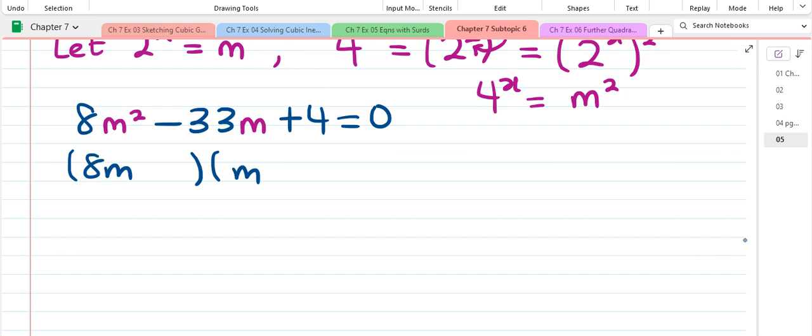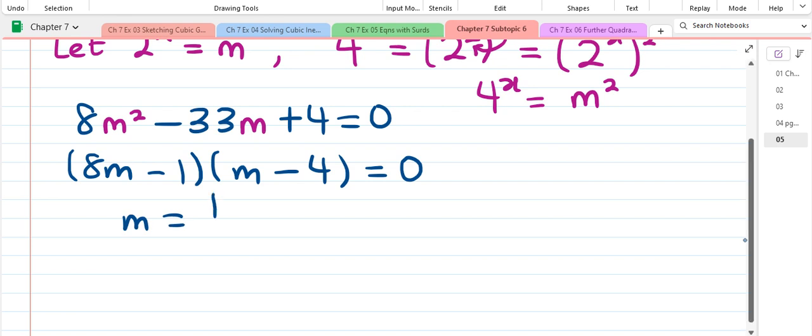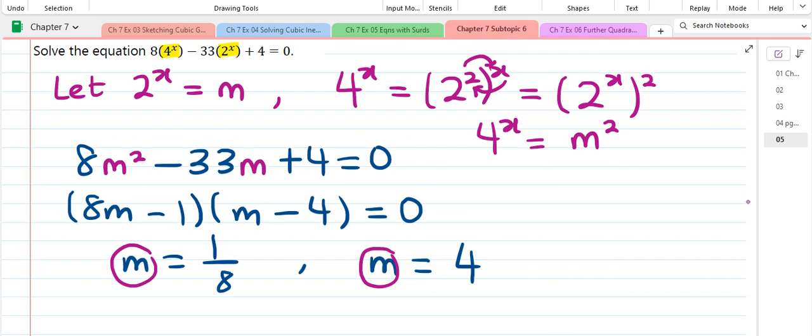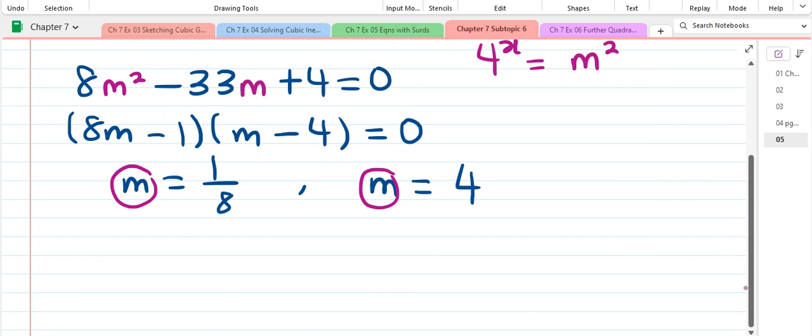So 8m minus 1 bracket m minus 4 equals to 0. So your first m is 1 out of 8, and the second m is positive 4. So here nothing's too weird. The m here must be replaced back with 2 to the power of x, because that's your real intent of the question.